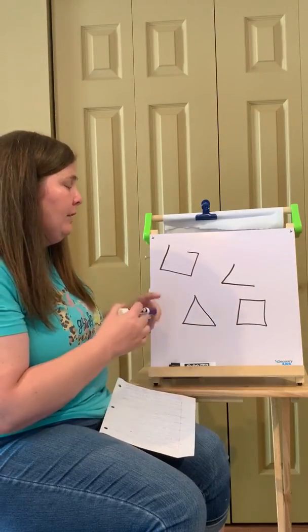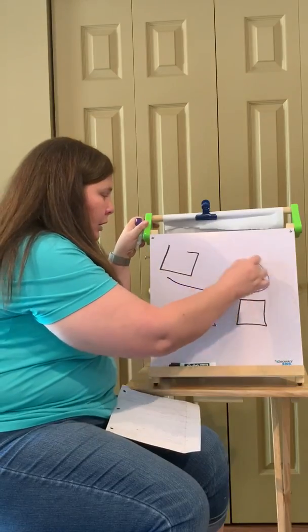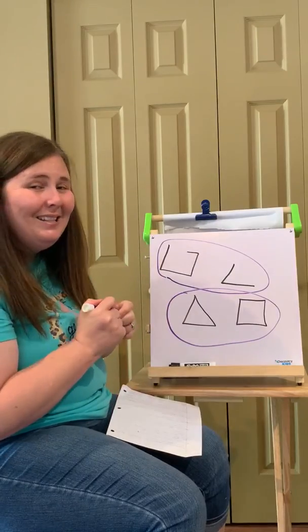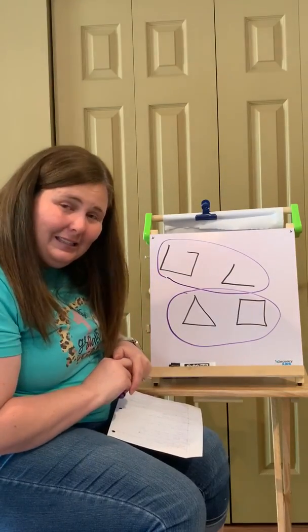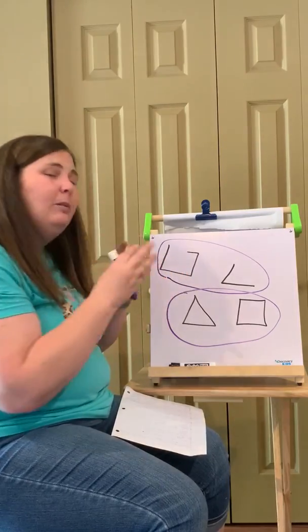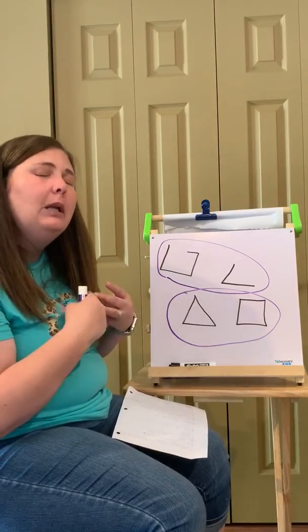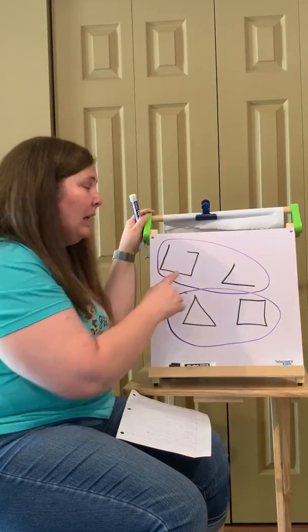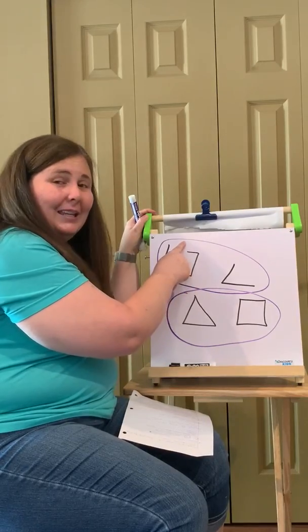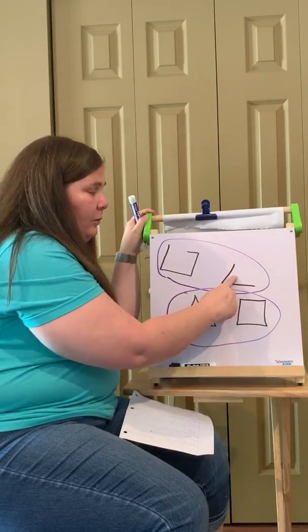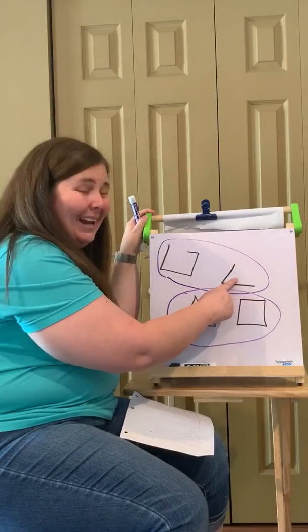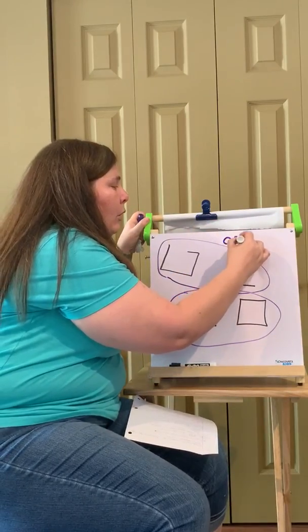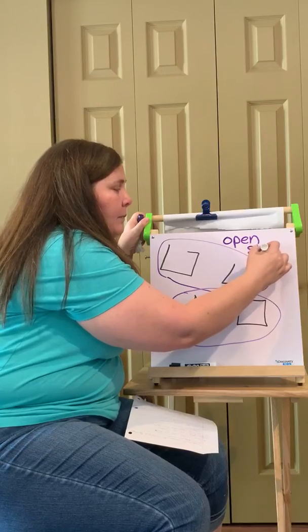The first thing that I notice is I can put these into a group and these into a group. The way that I did that is by looking at my lines. We're going to pretend that these are rooms, and we're going to stand in the middle of these rooms. If I'm standing in the middle of this room, can I get out? Yes, it's open right here. So I can get out. If this was a room and I was standing in the middle, can I get out? Yes. So it is open. These are called open shapes.